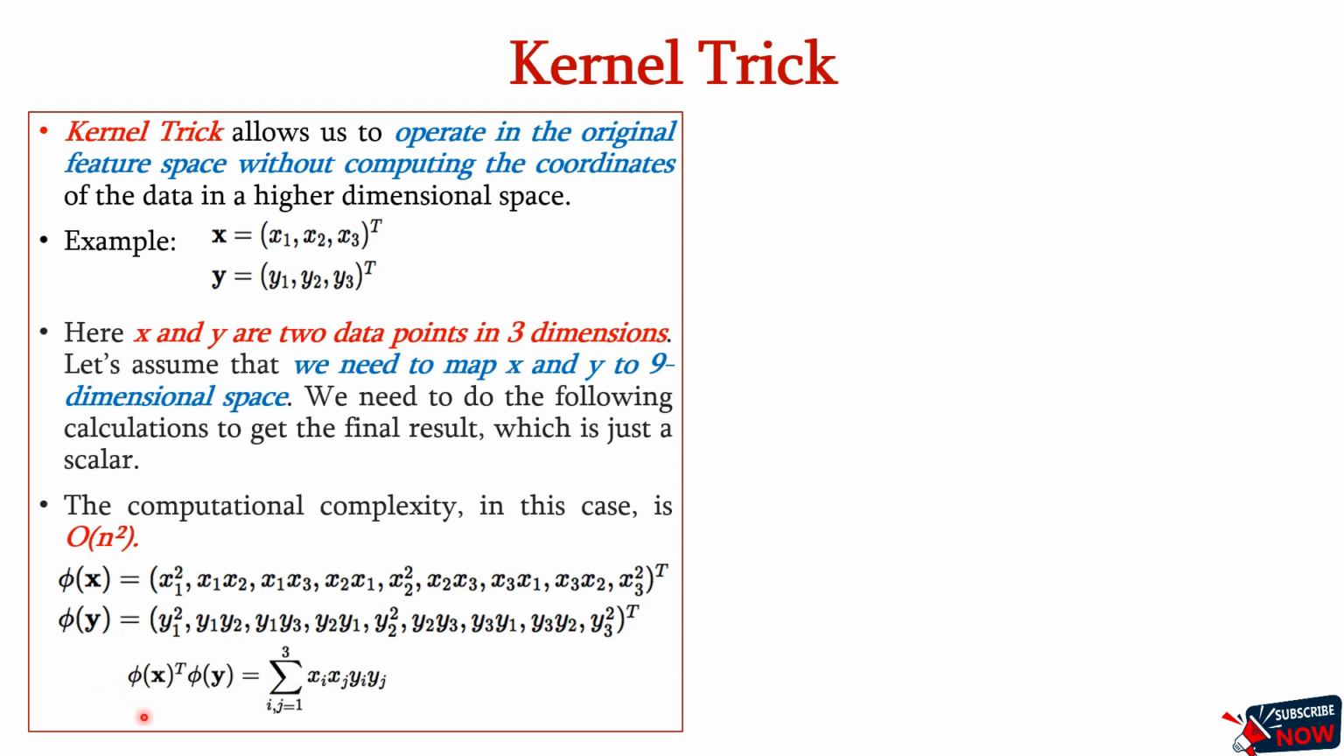So in short, we can write this as phi of x transpose into phi of y is equal to summation of xi xj into yi yj, where i and j is equal to 1, 2, 3.